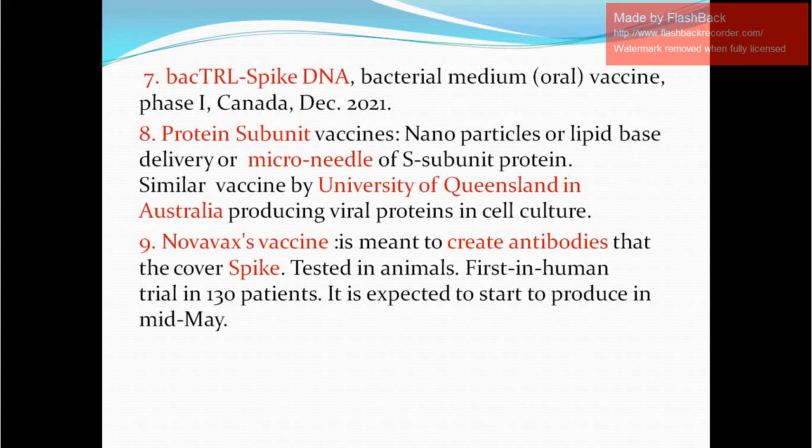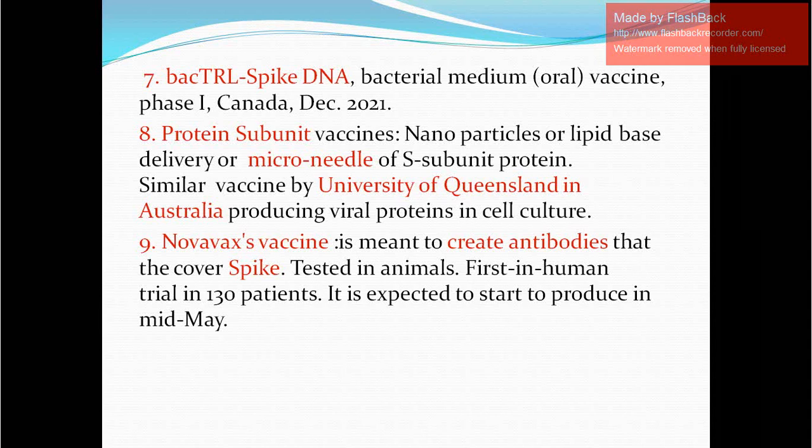The subunit vaccine uses nanoparticles, and this is a very amazing vaccine: they use a microneedle of the subunit protein. Here they get the S protein from the virus and make it into a vaccine. A similar one is by the University of Queensland in Australia, producing viral proteins in cell culture. And the last vaccine, the Novavax vaccine, is meant to create antibodies to cover the spike of the virus.